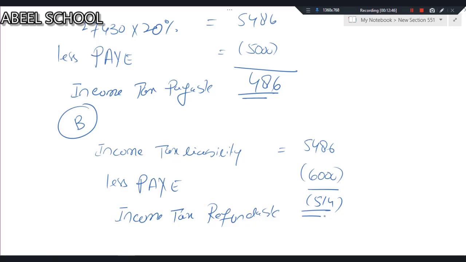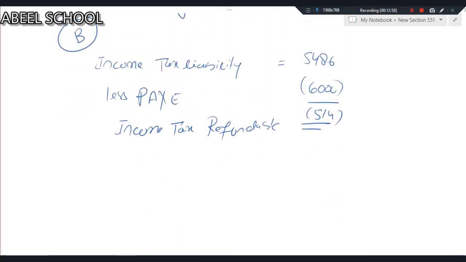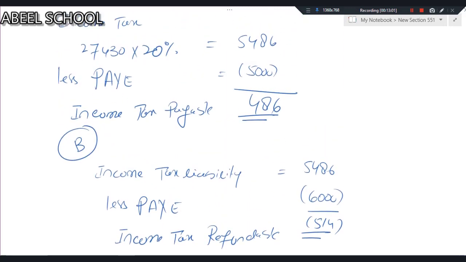So PAYE simply means the tax which is already deducted at source. PAYE means Pay As You Earn. PAYE means this tax you have already paid. And there are only two possibilities. One, the PAYE is less than the income tax liability. If PAYE is less than the income tax liability, obviously you will be having income tax payable. If PAYE is more than the income tax liability, then you will be having income tax refundable.